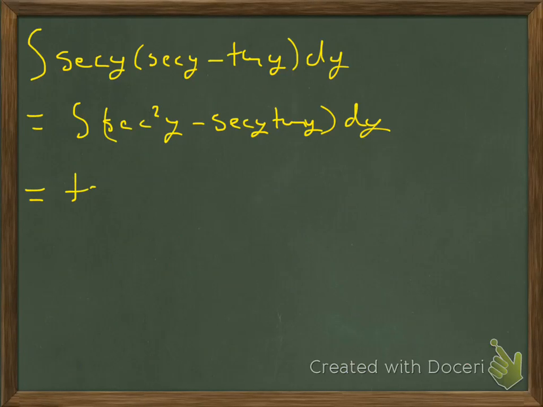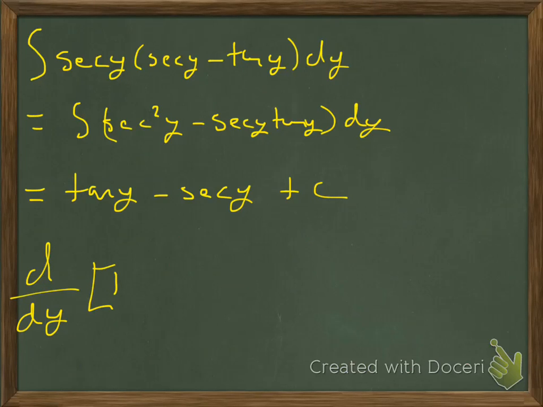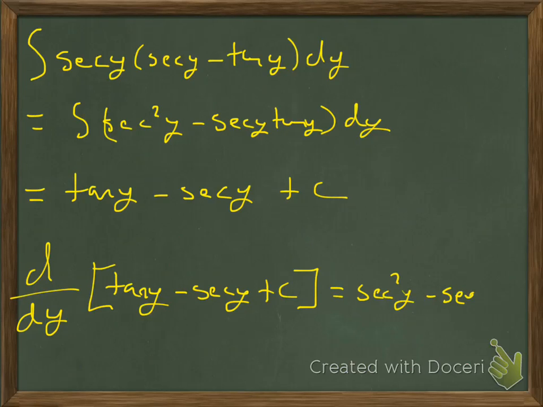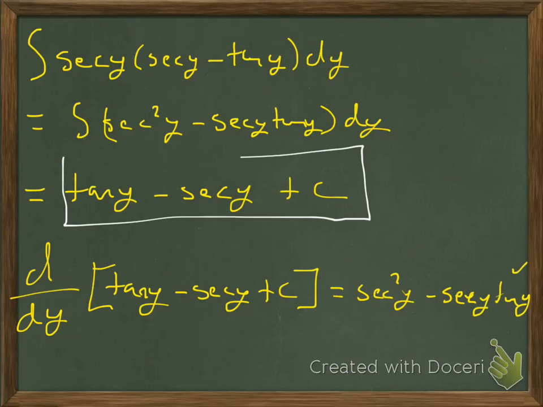Okay, so that gives me tan y minus secant y plus a constant of integration, and then just for completeness, we'll take the derivative and make sure that those are what we said they were. Okay, so derivative of the tan is secant squared, and the derivative of secant is secant tan, and the derivative of the constant is 0. So we get back to the original integrand, and so we do have the correct antiderivative.